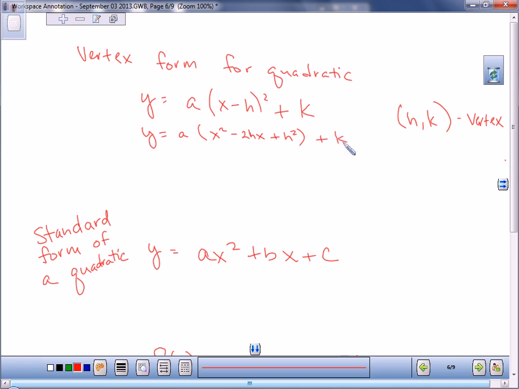So step one is to expand the binomial. Then we'll distribute the a through. So we get y equals a times x squared minus 2ah times x plus ah squared plus k.